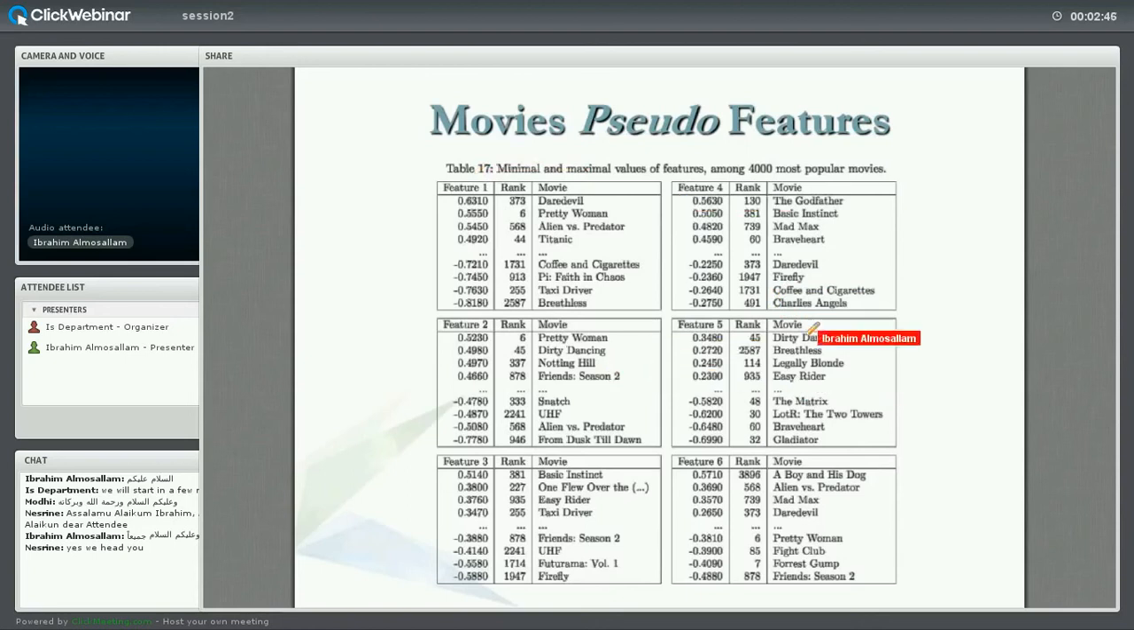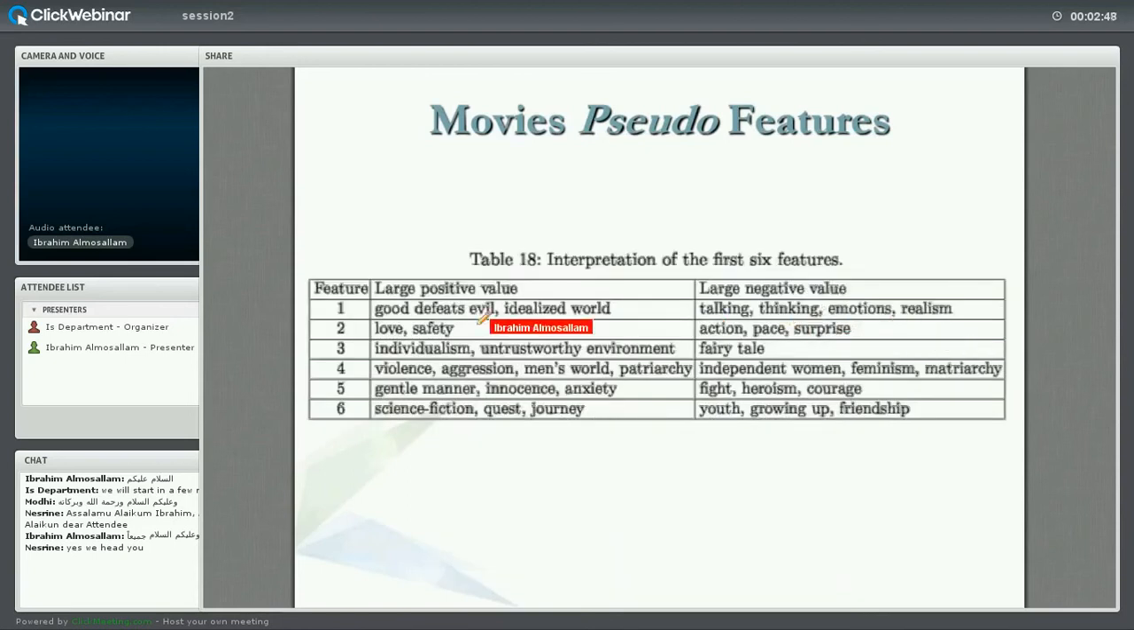I won't go over each feature here, but it's been analyzed. The first feature was good defeats evil versus talking and emotions, realism. The second feature was love and safety versus action, peace, and surprise. If you look at the top movies in feature number 1, there would be love and safety. The bottom list would be action and peace. So action is, in a sense, the opposite of love and safety, and so on. These are other features that have been analyzed.